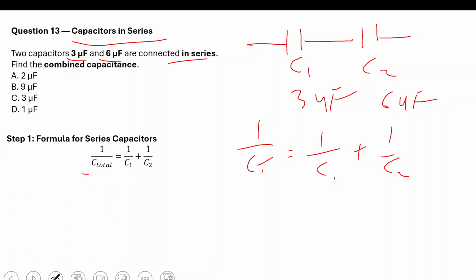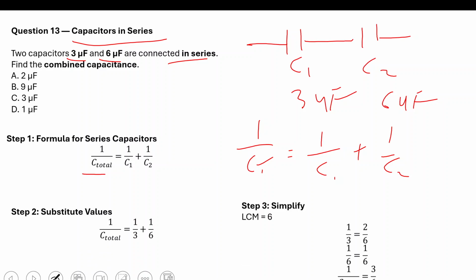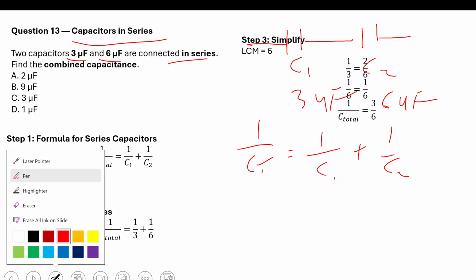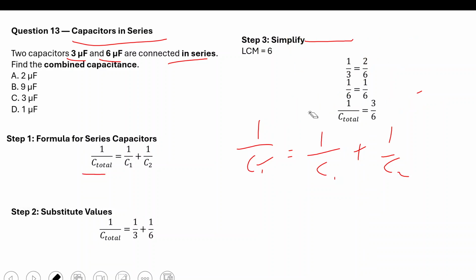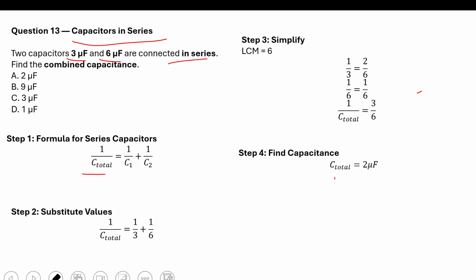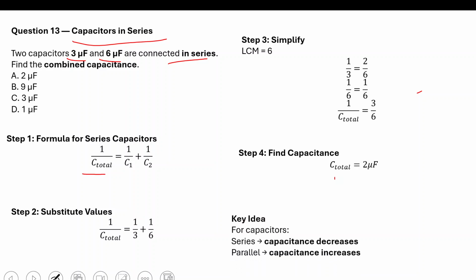We are to find the total capacitance. We put in the values: C1 is 3 microfarad and C2 is 6 microfarad. At this point, we need to calculate by simplifying, getting the LCM of 3 and 6, doing the sum, and inverting to get C_T. The final answer, C_T, is equal to 2 microfarad. For capacitors, series capacitance reduces and parallel capacitance increases.